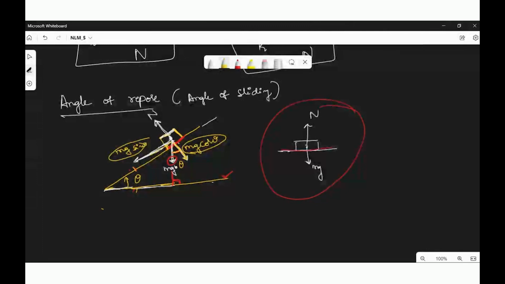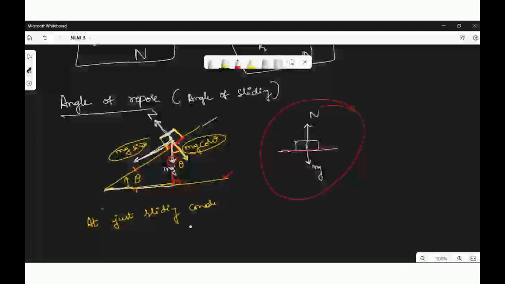Now, this is the basic part which we wanted to do. If this angle is slightly increased, the object will start sliding. So I am at the verge of motion, and in that case all the forces are just balanced. All horizontal forces must be equal and opposite and all the vertical forces must be equal and opposite. This is the just sliding condition.